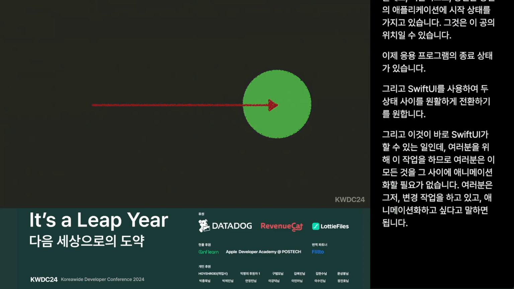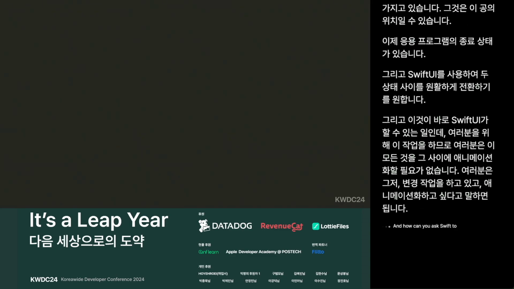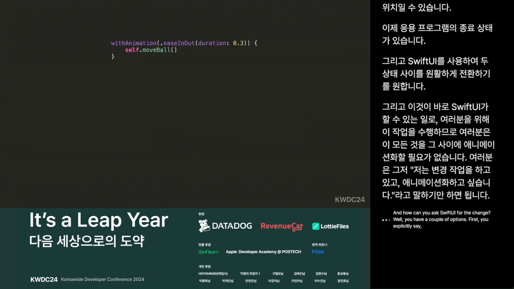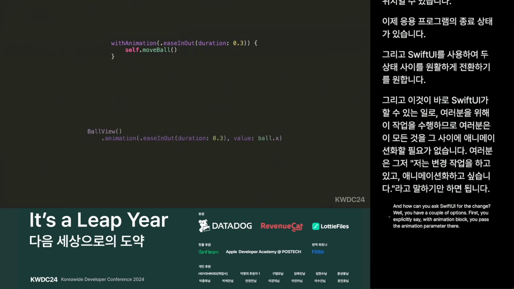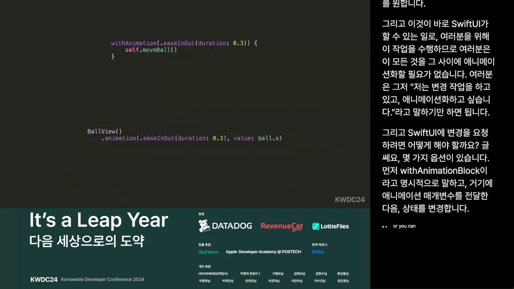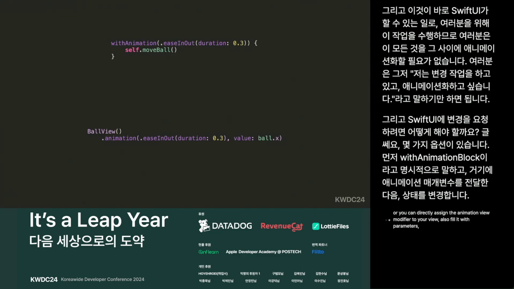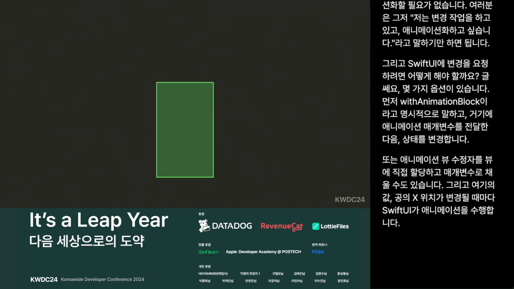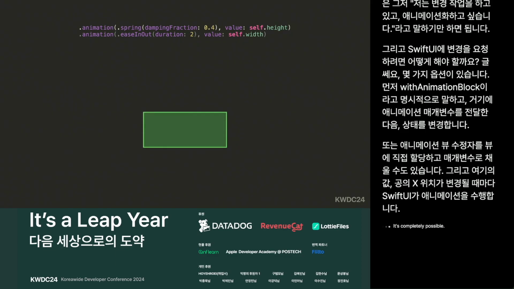And how can you ask SwiftUI for the change? Well, you have a couple of options. First, you explicitly say, with animation block, you pass the animation parameter there, and then do the state change. Or you can directly assign the animation view modifier to your view, also fill it with parameters, and whenever the value here, the X position of the ball, whenever it changes, the SwiftUI will perform the animation for you. It's completely possible to mix these view modifiers together.